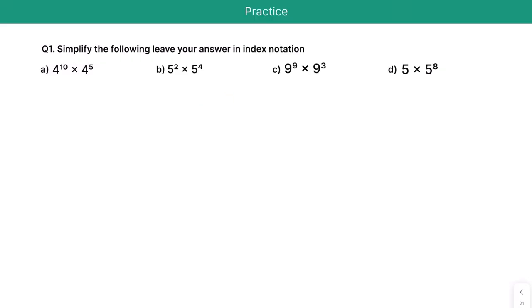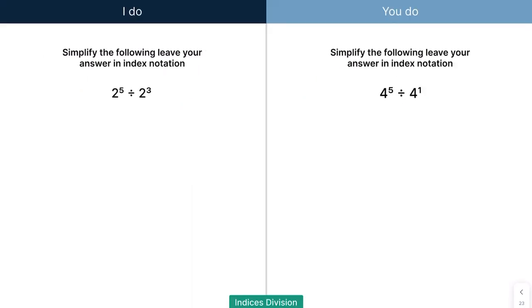Here are some practice questions. Press pause and have a go. Here are the answers. Now we're looking at division. So now with division, you just subtract. So in multiplication, we added, now we just subtract.